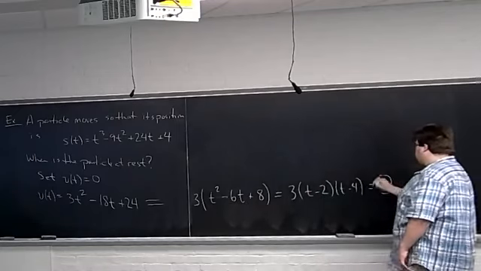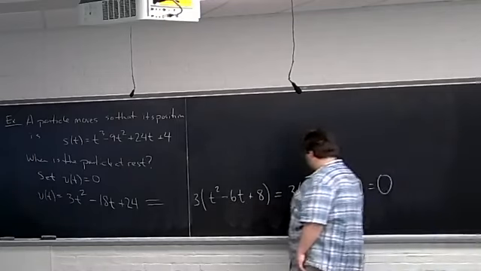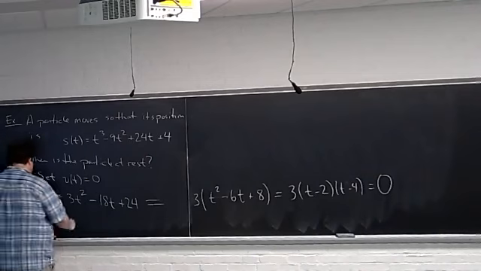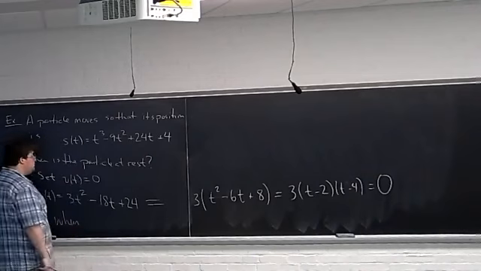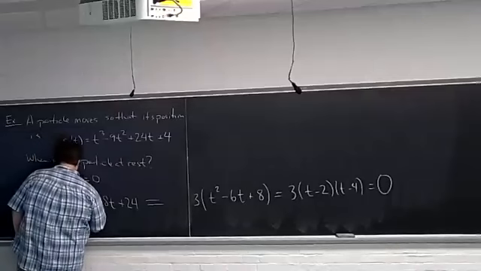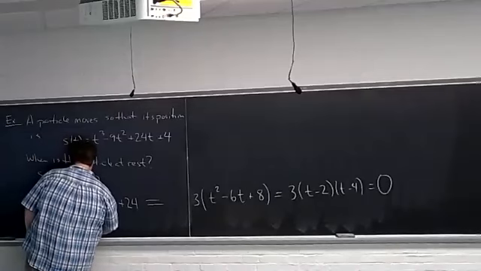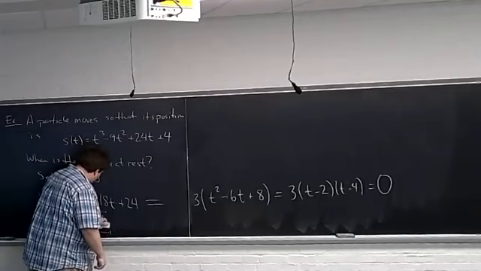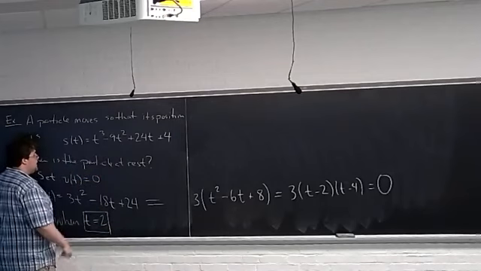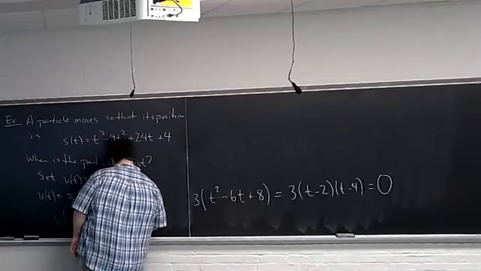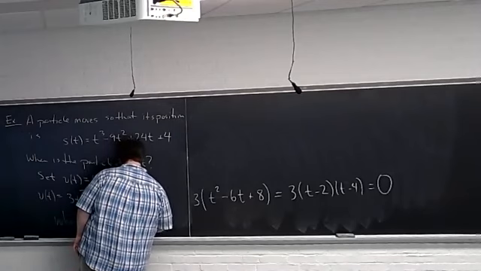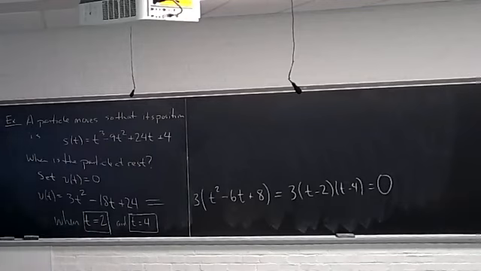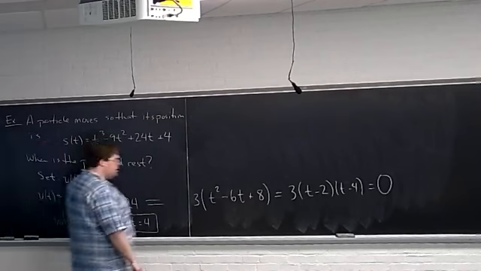We want to set that equal to 0. I guess I'll finish this over here. That equals 0 when 3 equals 0, which is never. When t minus 2 equals 0, when t equals 2. And t minus 4 is 0, when t equals 4. So here we have 2 times at which the particle is not moving. Any questions about that one?